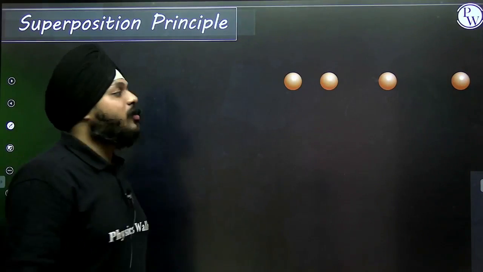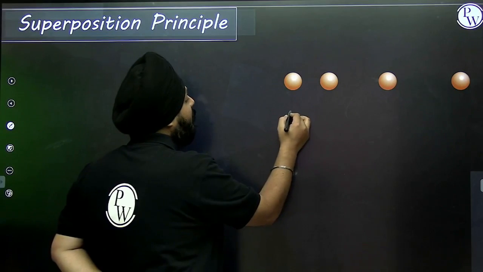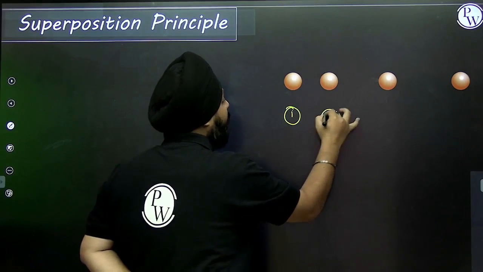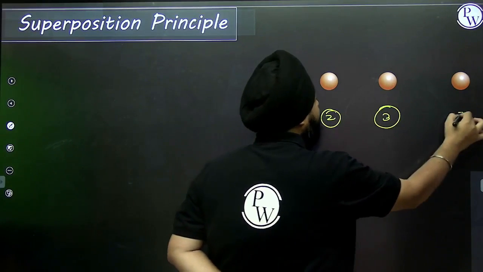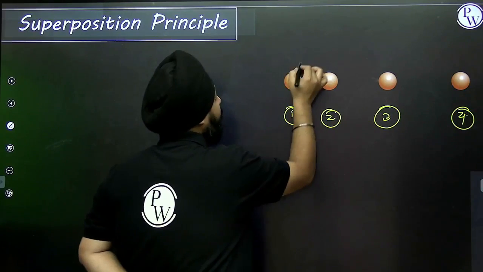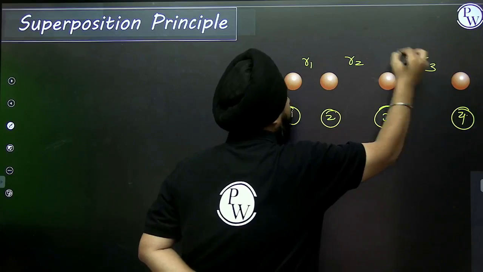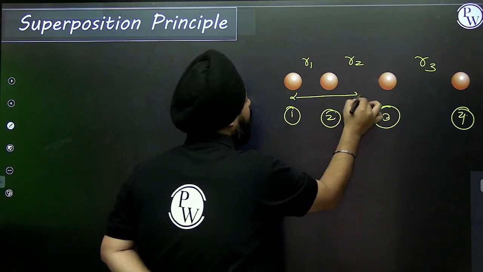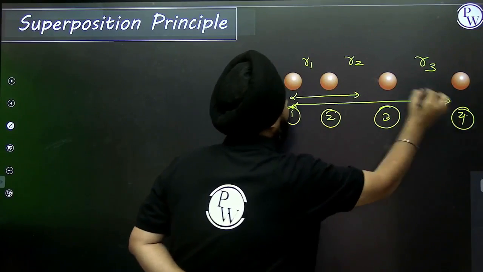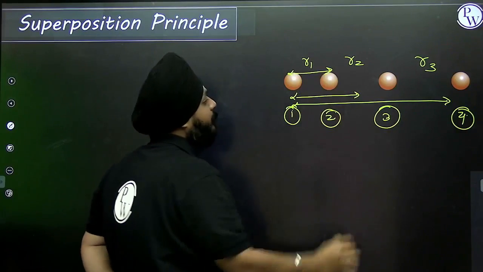Why? Because Newton's law fails. Let us take an example. This is particle 1, this is particle 2, this is particle 3, this is particle 4. With respect to particle 1, this distance is r1, this distance is r2, this distance is r3, right? This distance is r2, this distance is r3, and this distance is r1.